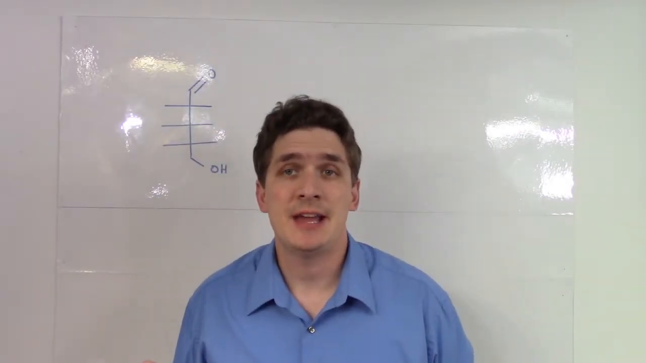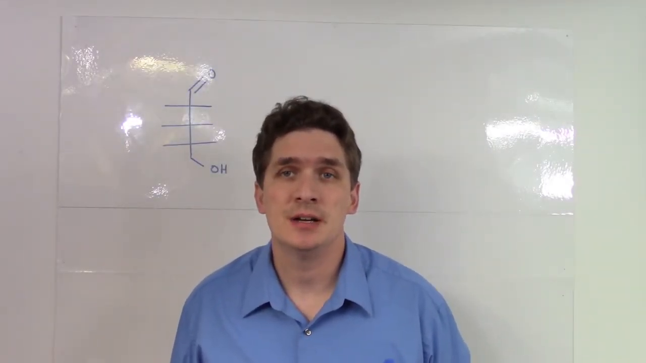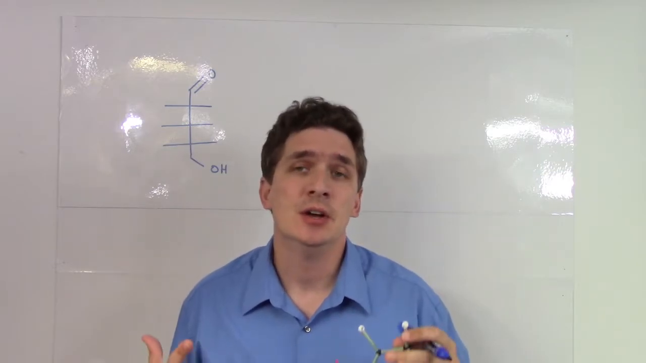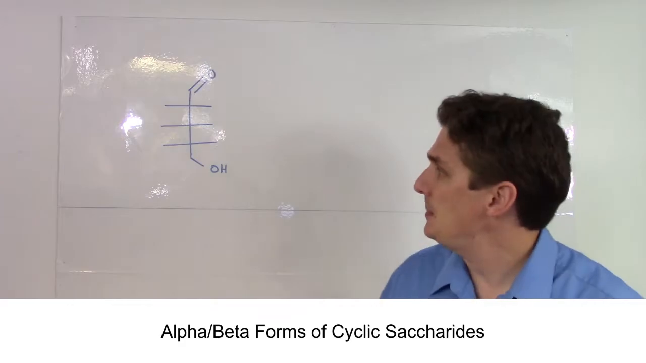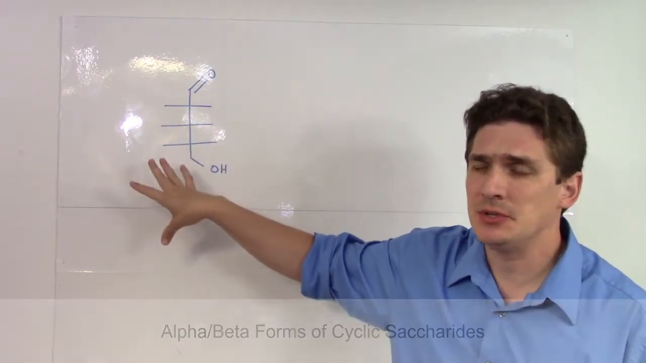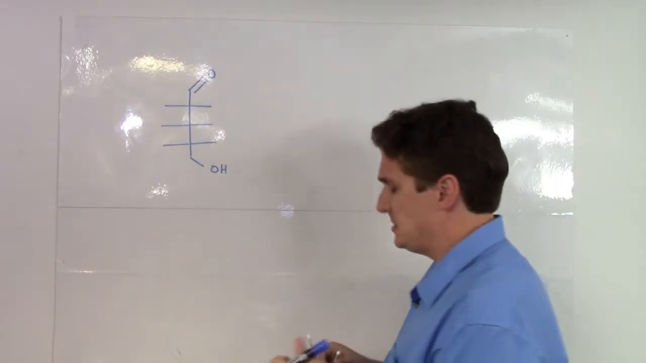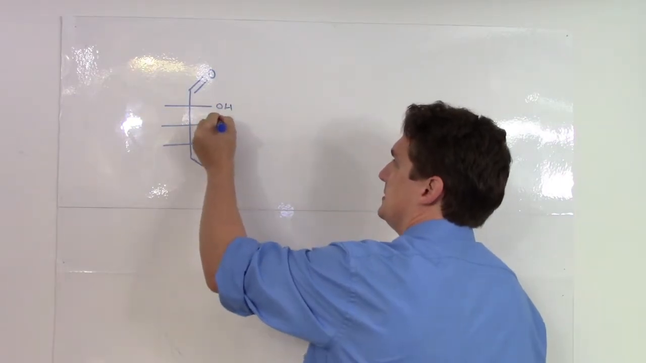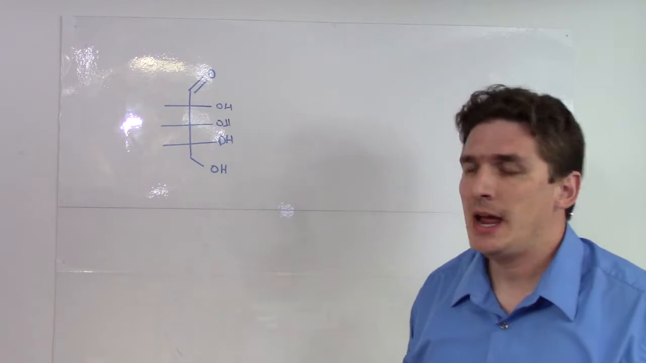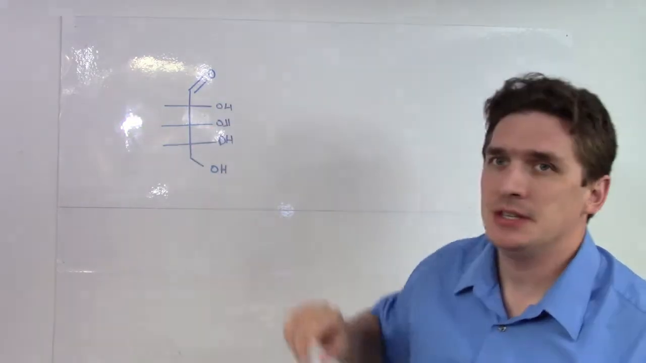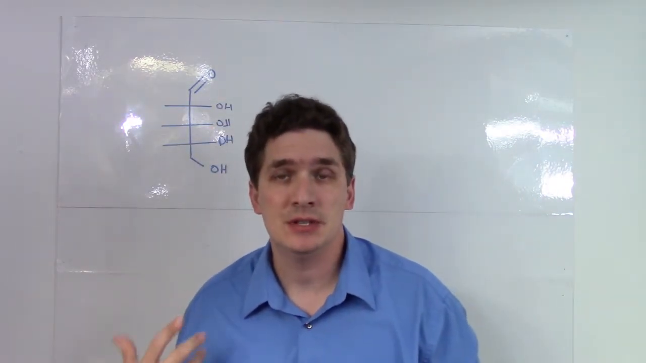All right, so let's talk about the alpha and beta forms of these saccharides and why we have to make this designation between alpha and beta. Up here I've drawn on the board a simple aldose, and for simplicity let's put all the alcohols on one side. And the question is, what happens when this alcohol attacks this carbonyl group to give you the acetal?